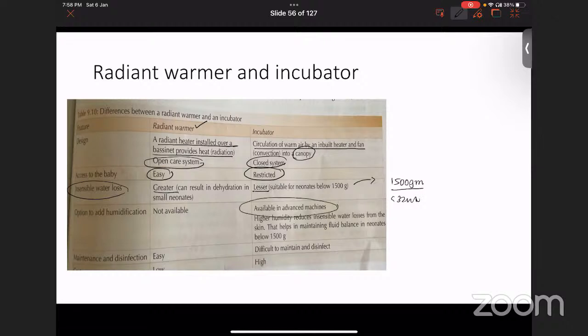Humidification can be done easily in the incubator. Maintenance and disposal is very easy in the radiant warmer, whereas the incubator is difficult to maintain and disinfect. Cost is low for the radiant warmer, and high for the incubator.